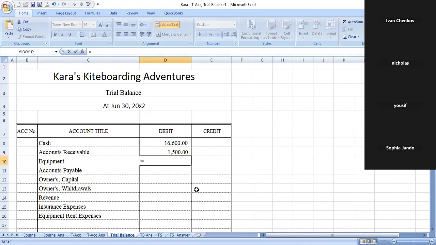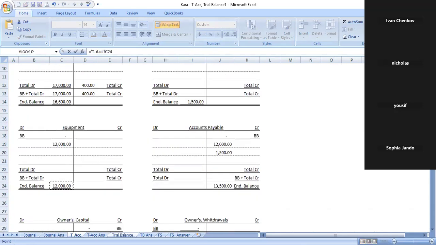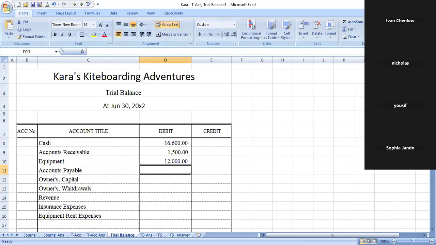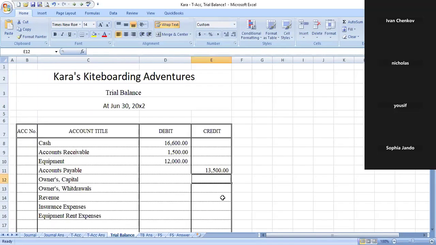Equipment, same thing. We're going to go to the T account. We're going to see how much is the equipment. We're going to transfer it here. Then we're going to go to the accounts payable. Now we're moving to the liabilities accounts. Liability accounts naturally have a credit balance. So we're going to go on the credit side and we're going to move this credit balance on the accounts payable.